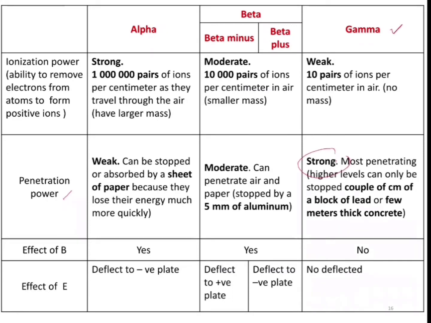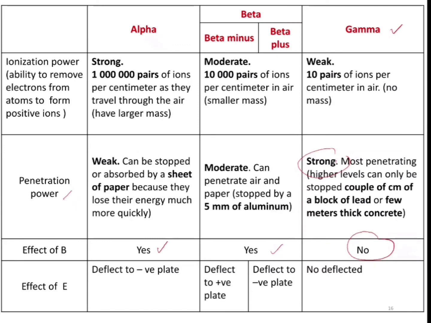The next effect is the magnetic field, B. Does the magnetic field have an effect on alpha? Yes, alpha has positive charge. Beta also has charge, beta plus and beta minus. Yes, they can be affected by the magnetic field. But gamma cannot.